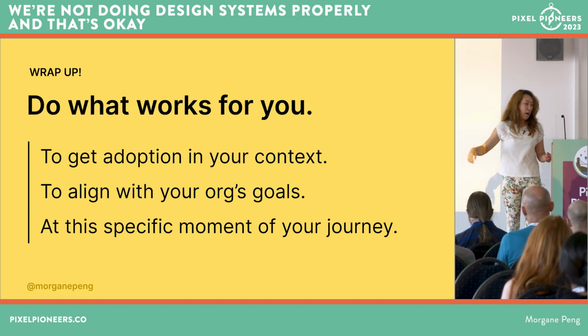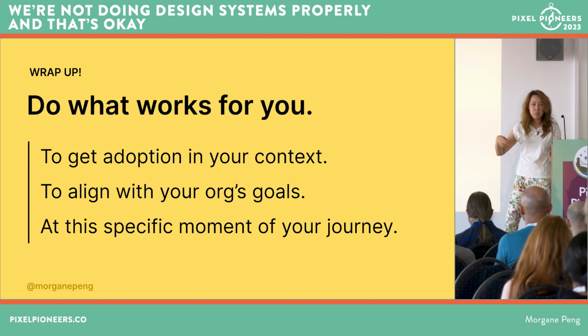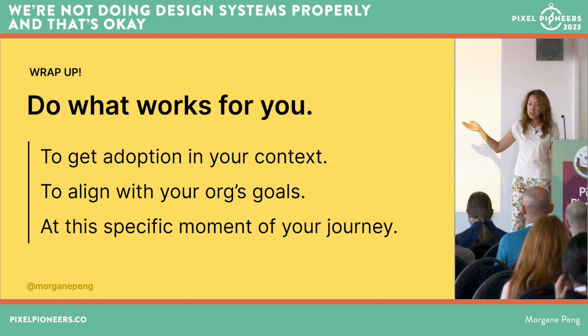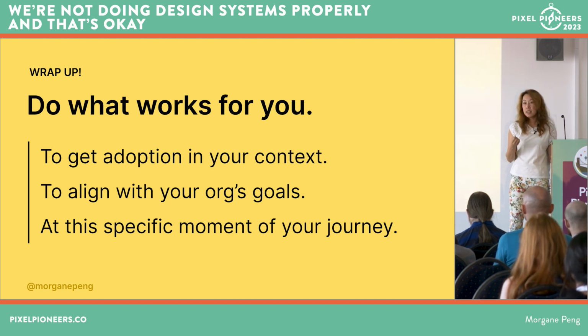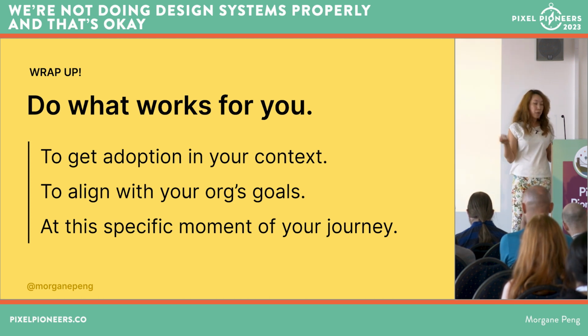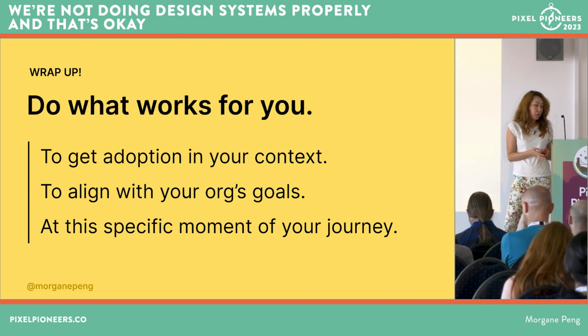So again, coming back to design system, because I feel I've been too philosophical here, to get adoption in your context, even if it means not having a brand name, not naming things like the other experts, but naming things so that people understand what you want. Do what works for you to align with your goals, the organization's goals. Again, adapting the conversation, like we did in shifting our efforts and not talking about UI elements, but business patterns. And do what works for you at this very specific moment of your journey.